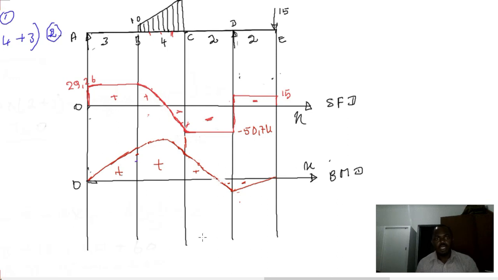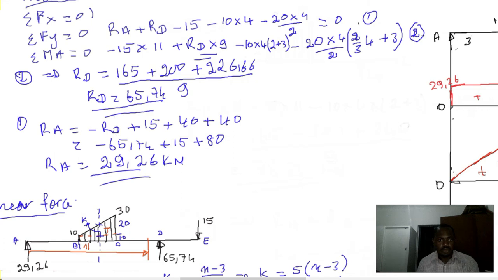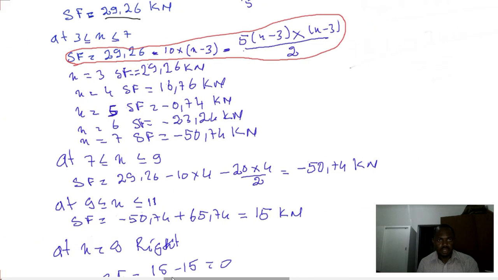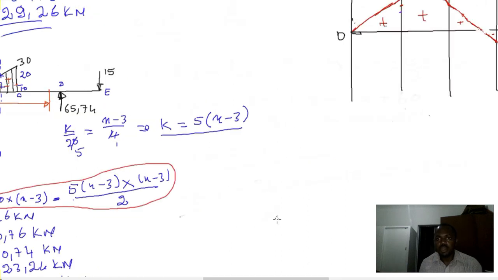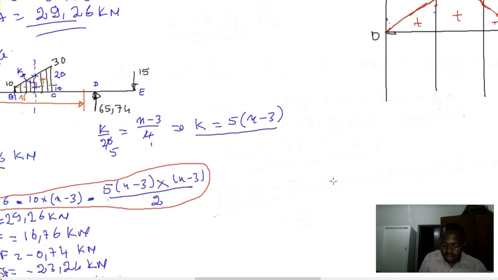Now we need to calculate the maximum bending moment, and to do so we must calculate the point where the shear force is equal to 0, which is here. In this interval it will be easier because we already have an equation for the shear force. This is the equation we have in that interval based on x. We must develop this equation and solve it to get the point at which the shear force is equal to 0.